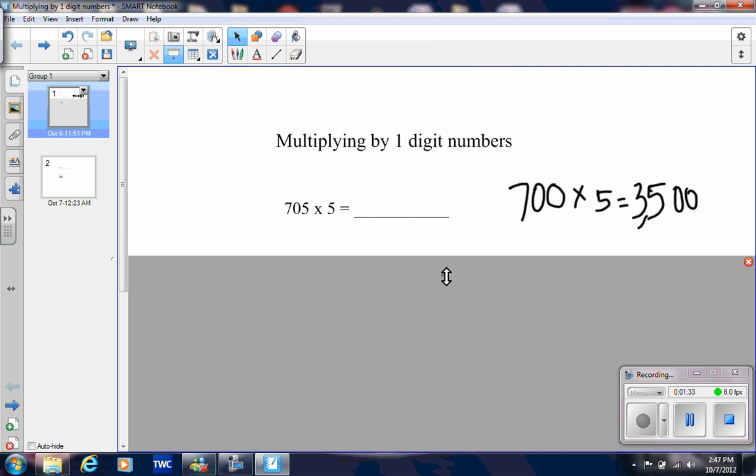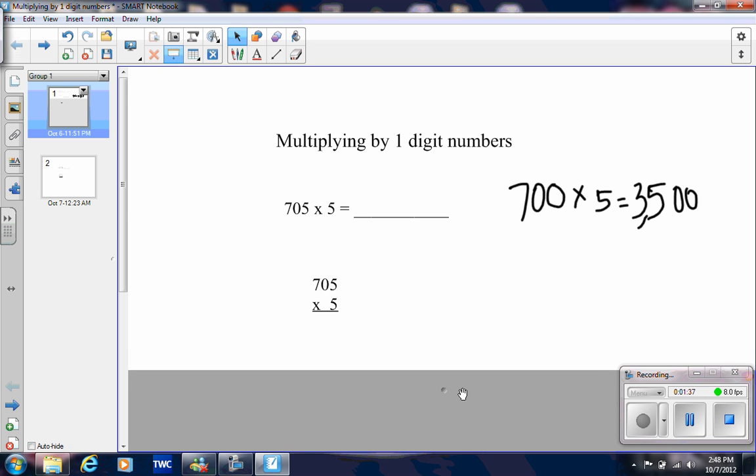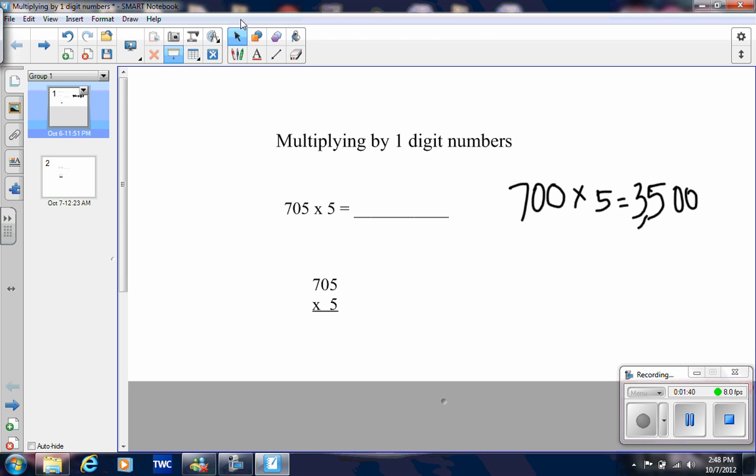Okay, so I'll just drag the screen straight down here. If they give it to you horizontally like this, then I would just rearrange it so that it's vertical like this, so you can get to work on it. Just take the 5 times the 5, that's the ones place. So when I do that, I've got 25, and I have to carry my 2 into the tens place. So 5 times 0 now would give me 0, and then I've got a 2 carried over there.